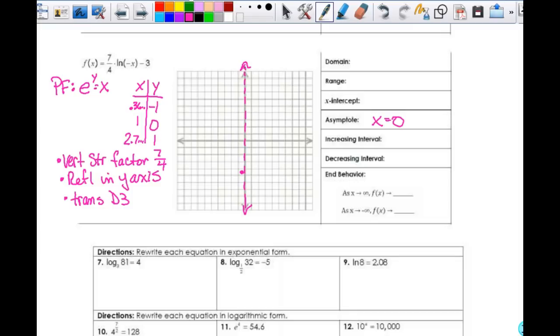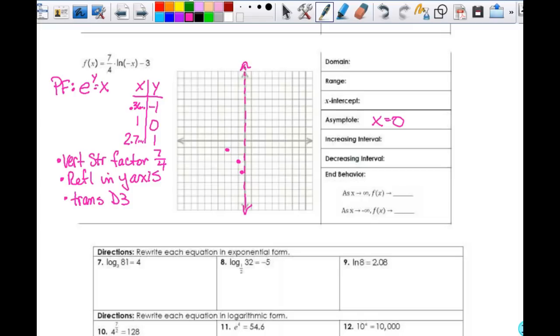So then I start at 1, 0. Vertical stretch, factor of 7/4, so 0 times 7/4 is 0. Reflect in the y-axis, translate down 1, 2, 3. When x is about 2.7, y is 1. Vertical stretch by a factor of 7/4, so 1 times 7/4 is 7/4, which is about 1 3/4. Reflect in the y-axis, so I end up over here, and translate down 1, 2, 3.